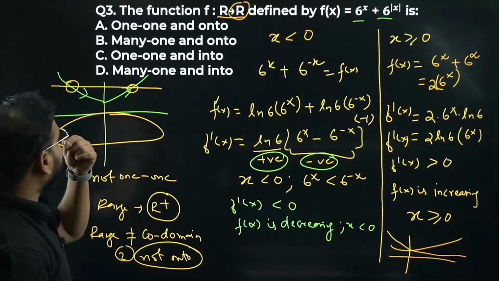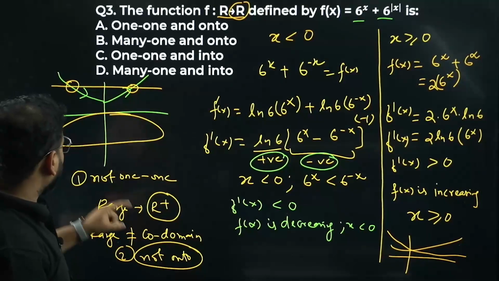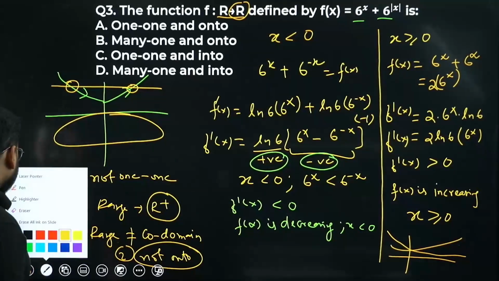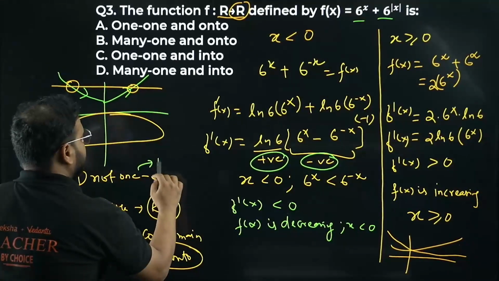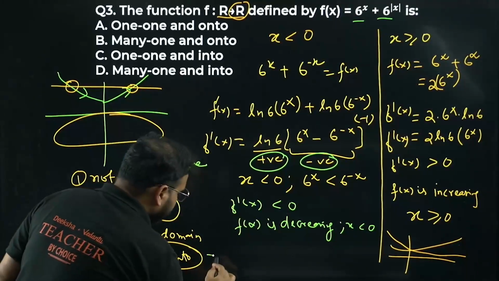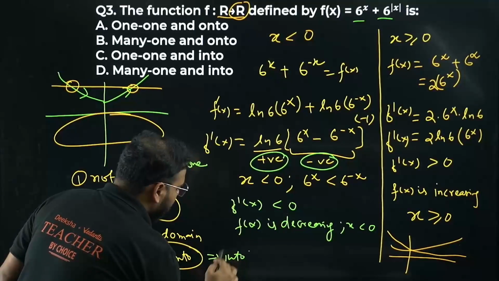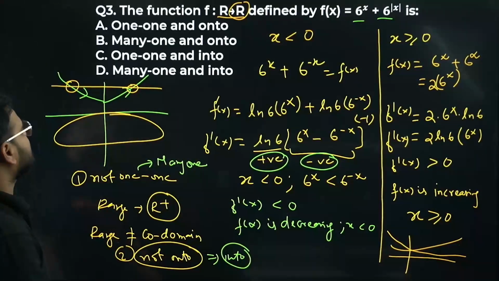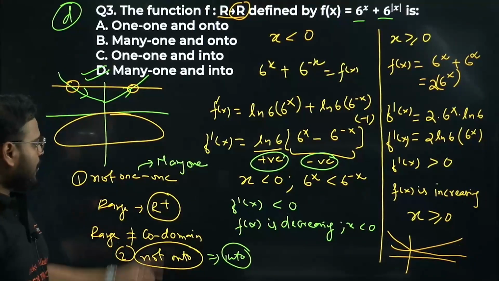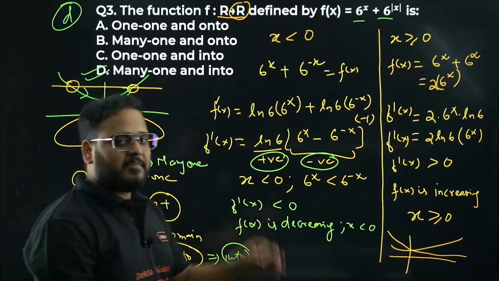Not 1-1 means many-one. And not onto means into. So many-one into is the option, yes, option number D. Option number D is correct. Many-one into. Please check. A very good question.